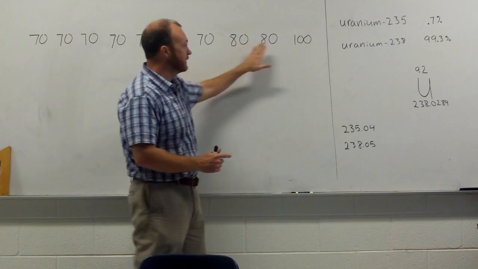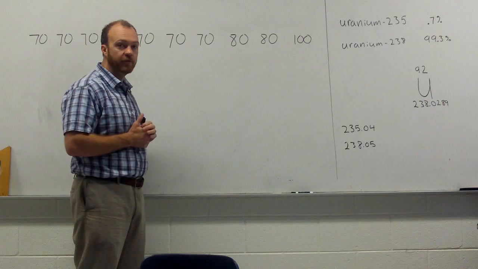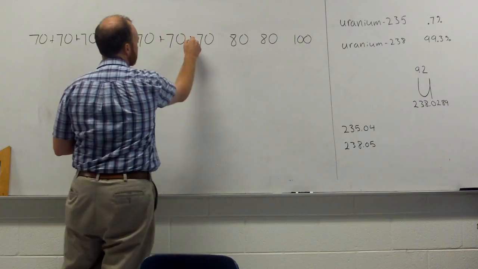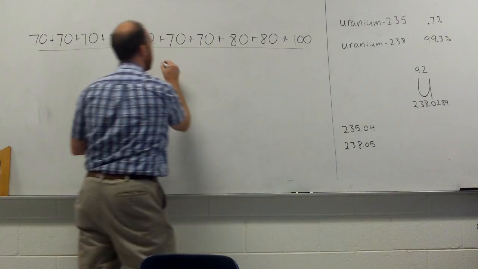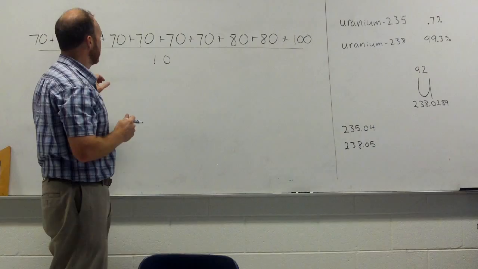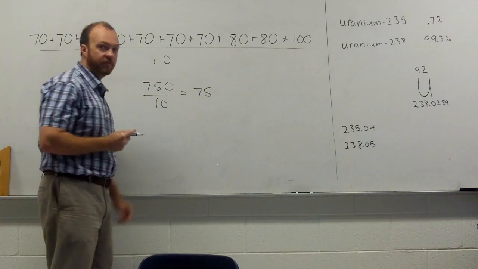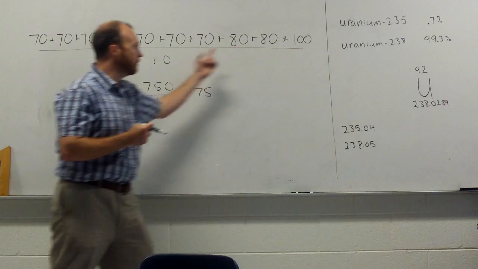Now, if I ask you to find the average, most of you would say, well, that's easy. You just add them all up and divide by how many numbers there are, which is 10. So let's do that first. We're adding them all up. There are 10 numbers. We are going to divide by 10. Now, if we add that up, we get 750 divided by 10, so the class average is 75. Notice, even though the grades were 70, 80, and 100, the average is much closer to 70.